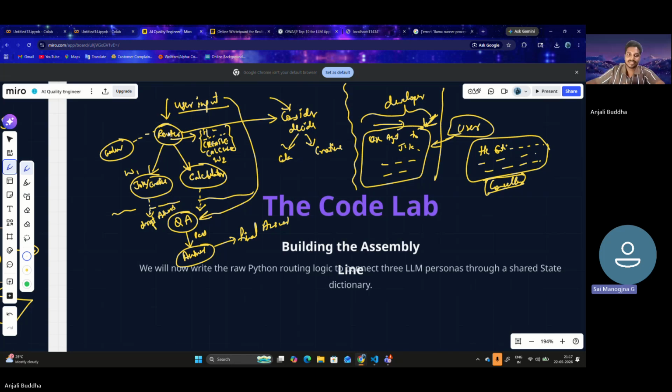Yes. So the router is responding with only these words, creative or calculator. We have prompted it in that way. This is the context we have given, so it can either choose between this or this. Intelligently, if we are building the system for an enterprise, right?